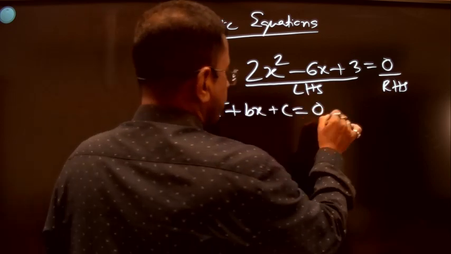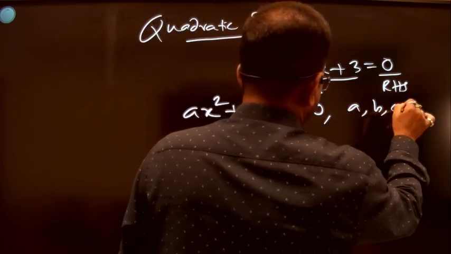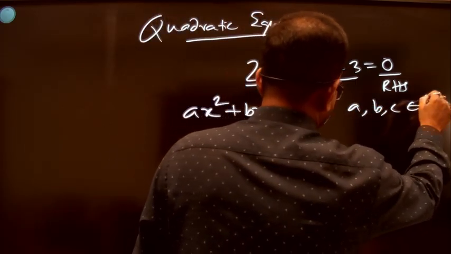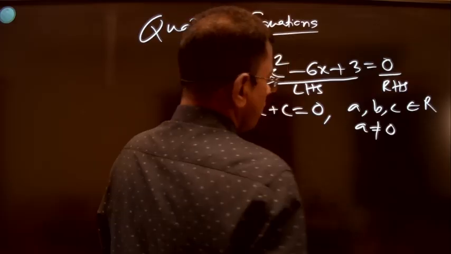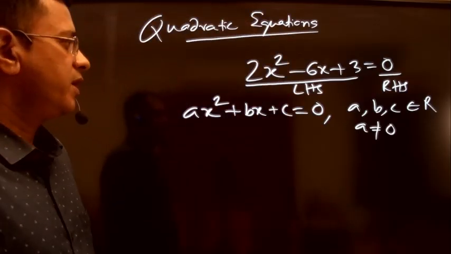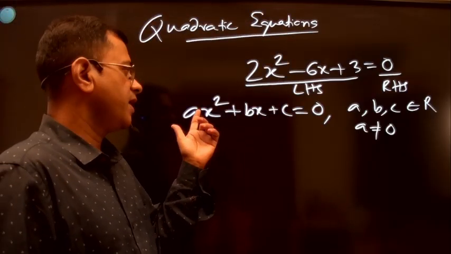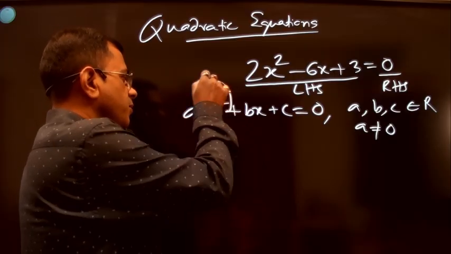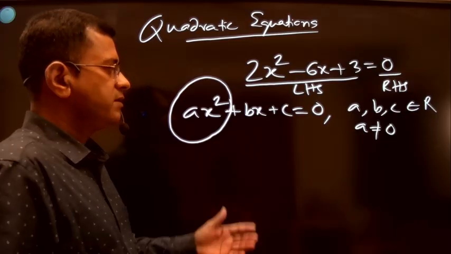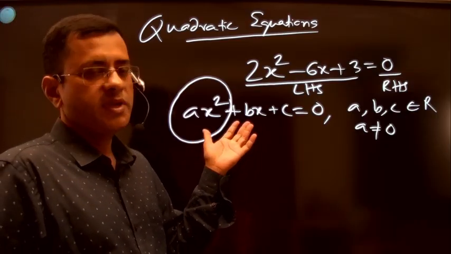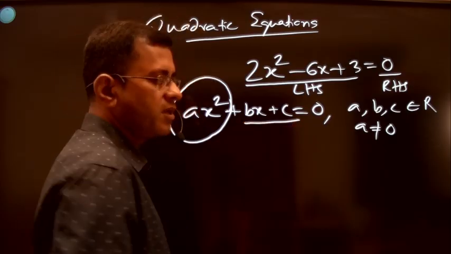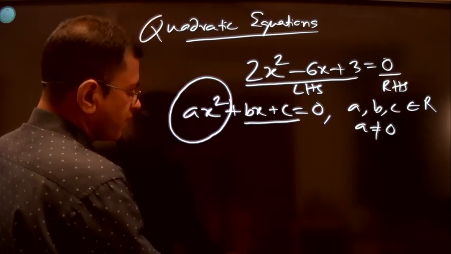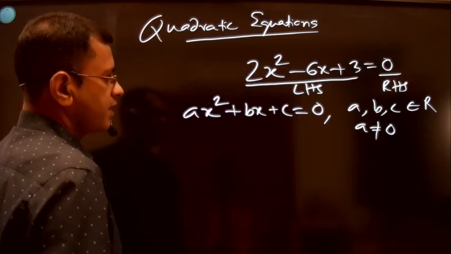Here a, b, c can take any real values, any real number, and a cannot be equal to 0. Why a cannot be equal to 0? If you put a equal to 0 here, then there will be no x square term and this equation will no longer be a quadratic equation. The equation becomes a linear equation. So a cannot be equal to 0.